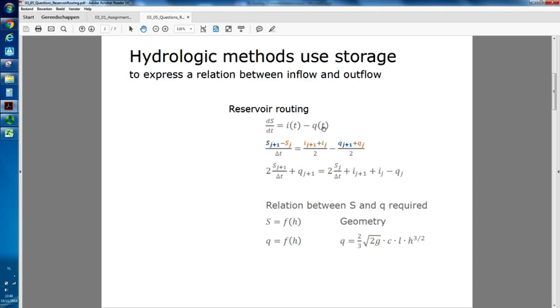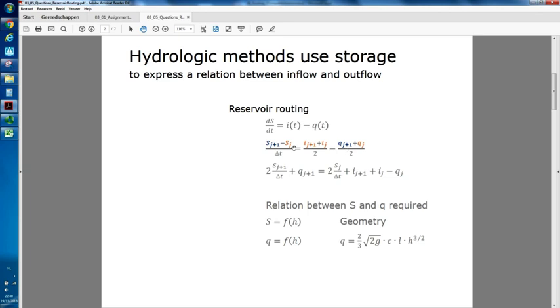If we write this in a discrete way, we have the equation that we had earlier already: the difference between the storage at the next time step and the storage at the current time step, divided by the time step, is equal to the average of the inflow minus the average of the outflow.